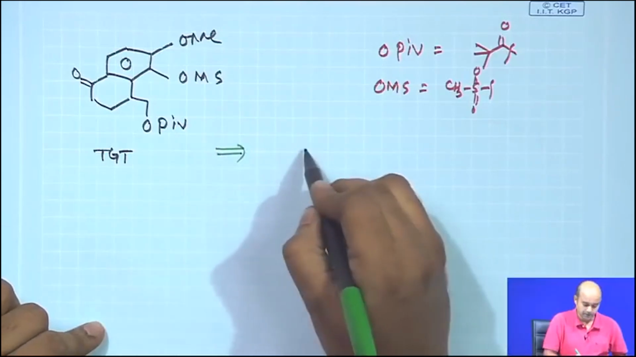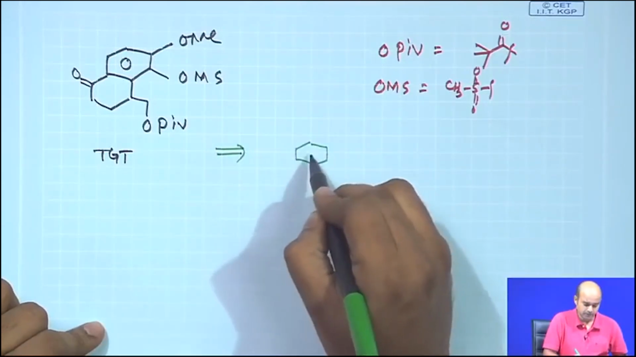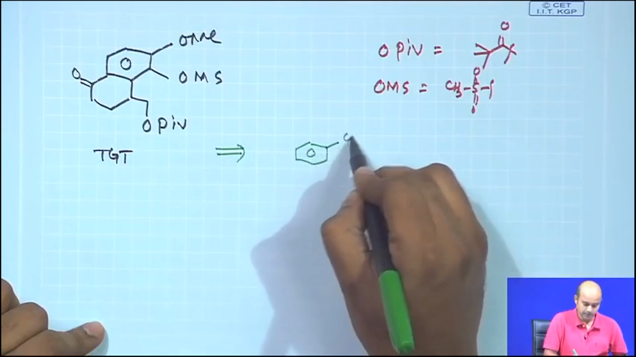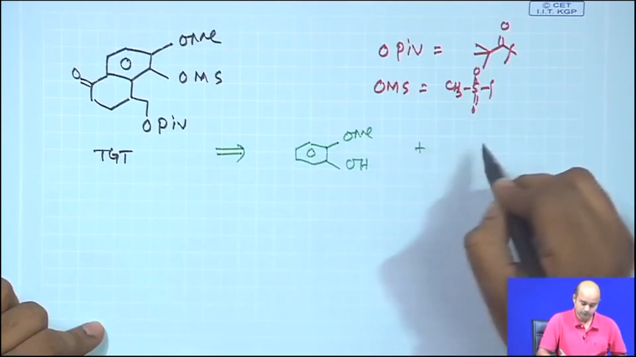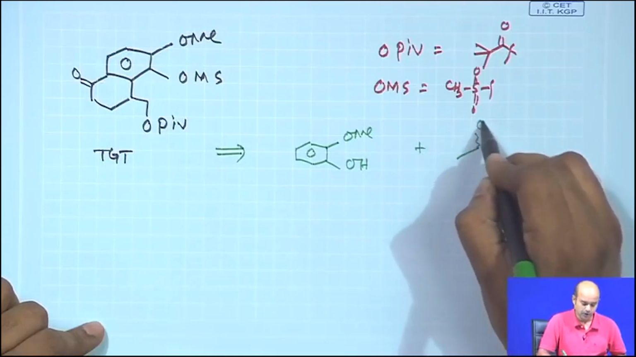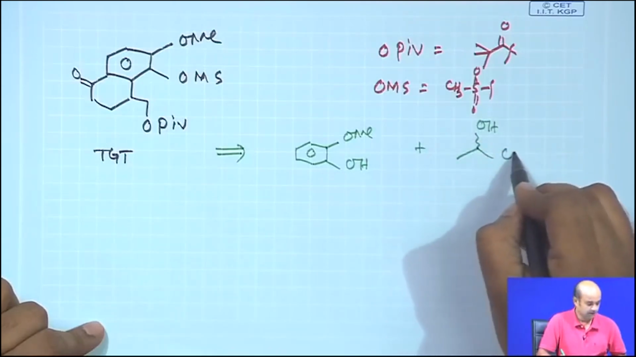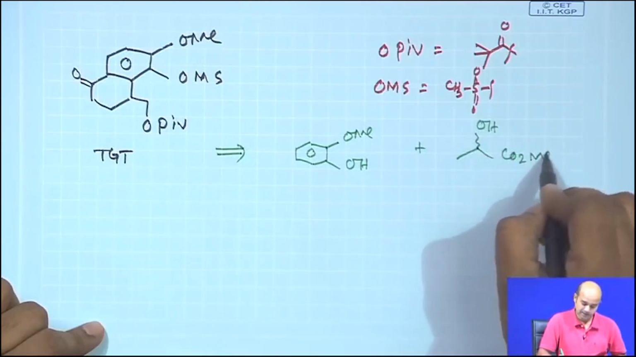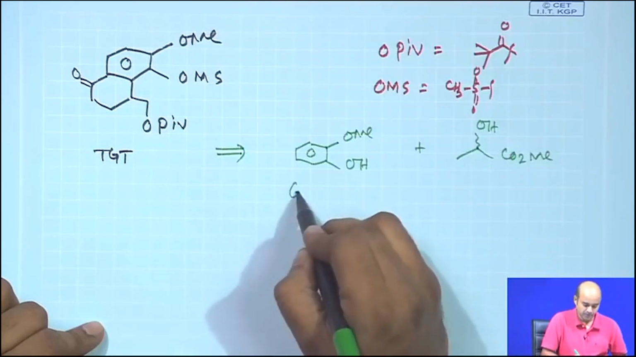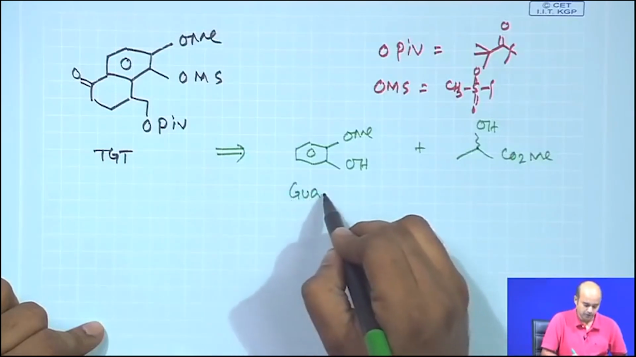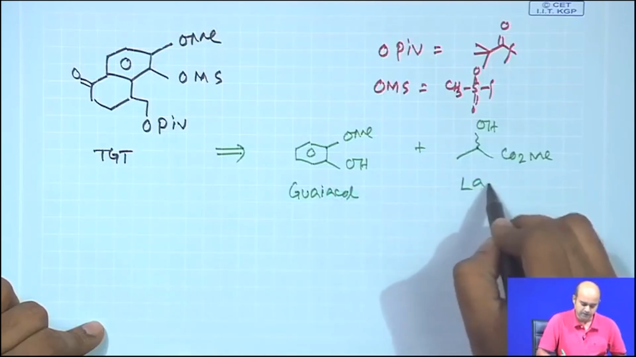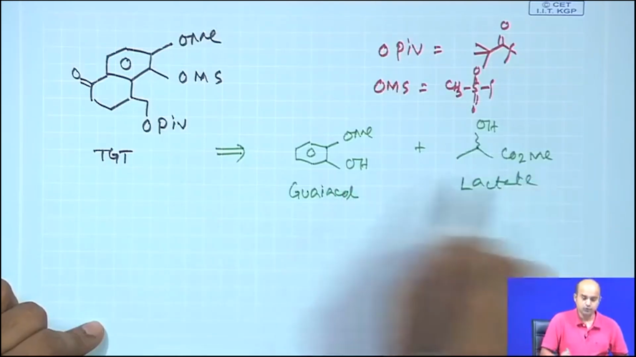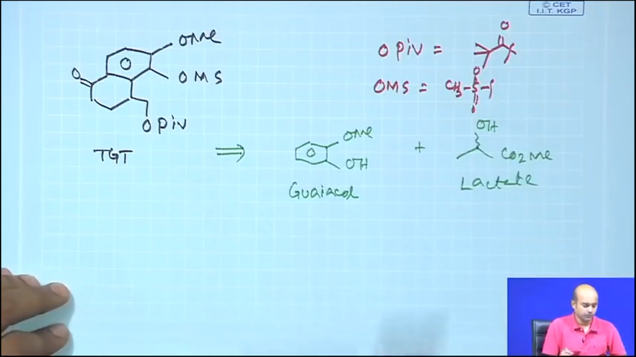We take the starting material. The starting material was very simple. The starting materials I give you are commercially available compounds, guaiacol and a lactate derivative. This compound is o-methoxyphenol, guaiacol, and this is basically a lactate ester, methyl lactate. These two are the starting materials which were given to you.